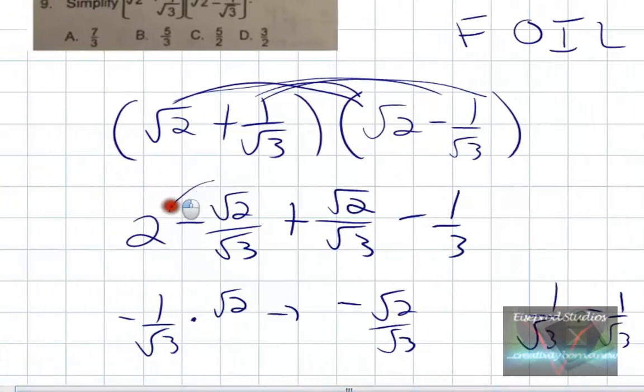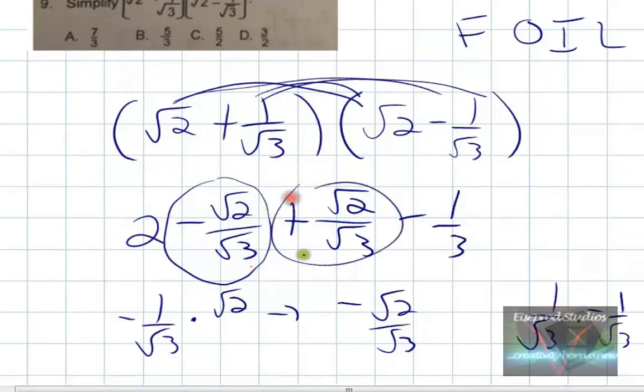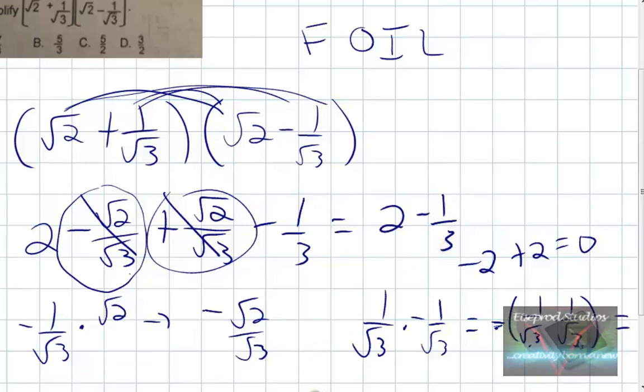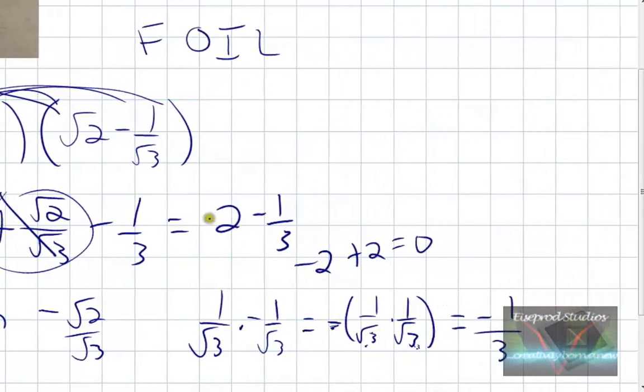So notice here, when you combine like terms, that we have negative root 2 over root 3 and positive root 2 over root 3. If I were to take negative 2 and positive 2 and add them, I'd get 0. They turn into 0 because one's negative and one's positive. So we're left with 2 minus 1/3. And then to make it easier on ourselves, we can make this 2 into a fraction. We need to change this into a fraction that has a denominator of 3.